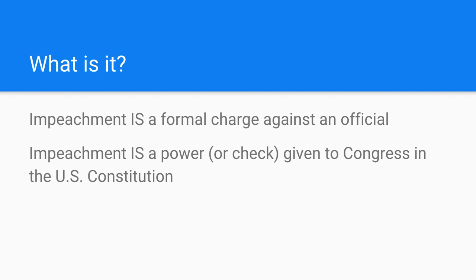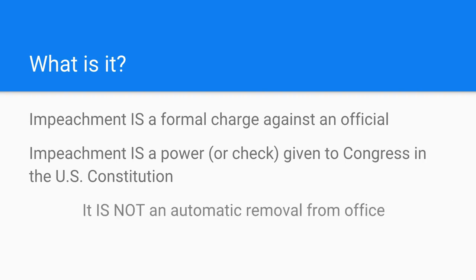it's a check over the other two branches because presidents can be impeached and so can judges. So this is a way, even though Supreme Court justices serve for life, technically they can be impeached if they do something Congress feels is an impeachable offense. And as always, this power comes from the U.S. Constitution, so where we always try to look back at the U.S. Constitution as the source of power for the government.